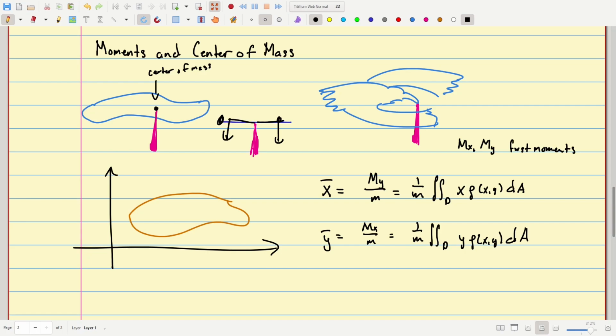generates a force, right? The further away from the fulcrum, the more of a twist that is introduced by the gravity acting down upon that element, right? When we talk about the moments in the context of this problem, it's the same kind of thing, all right?